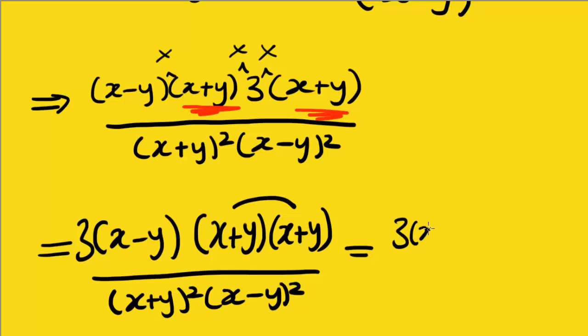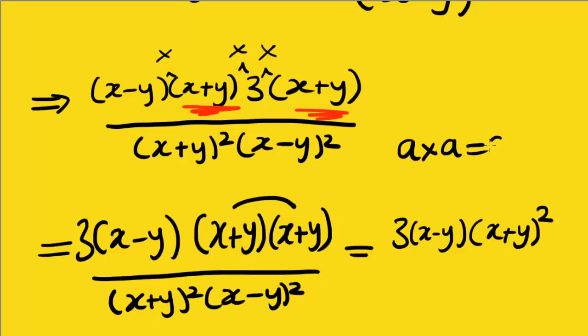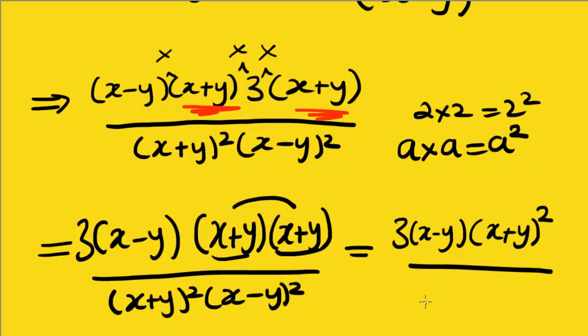So I'm just going to rewrite that here, because x plus y times x plus y. I mean, think about it. If you had a times a, you would get a squared. 2 times 2 is 2 squared. So x plus y times x plus y is x plus y squared. The denominator is still the same. So now this is the expression we have.